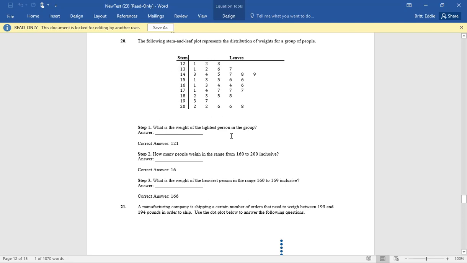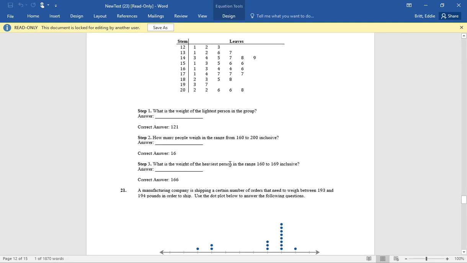It says, what is the weight of the lightest person in the group? 121 pounds. Okay. How many people weigh in the range from 160 to 200 inclusive? So you'd include those end values. All right, so you got 1, 2, 3, 4, 5, 6, 7, 8, 9, 10, 11, 12, 13, 14, 15, 16. The next one is 202. All right, so from 160 to 200, it'd be 16 people.